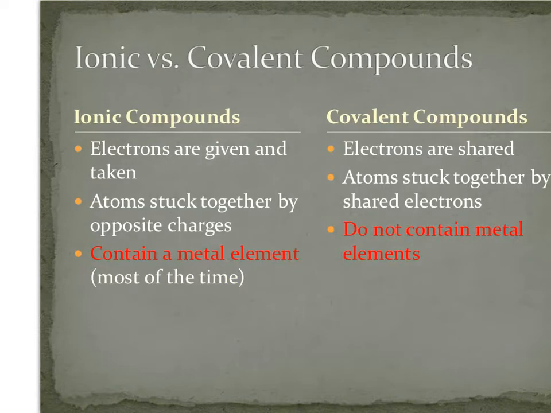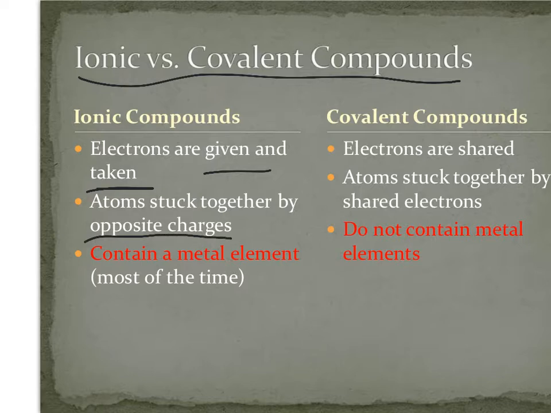So here's a quick comparison between ionic and covalent compounds. The big thing is this: ionic compounds give and take electrons, and they're stuck together by opposite charges. That's what makes the atoms stick together, the plus and the minus. And we know this because they contain a metal element. Remember, there is one exception when I say most of the time. The one exception is when we have ammonium, NH4 plus. That makes it ionic, even though there isn't a metal.